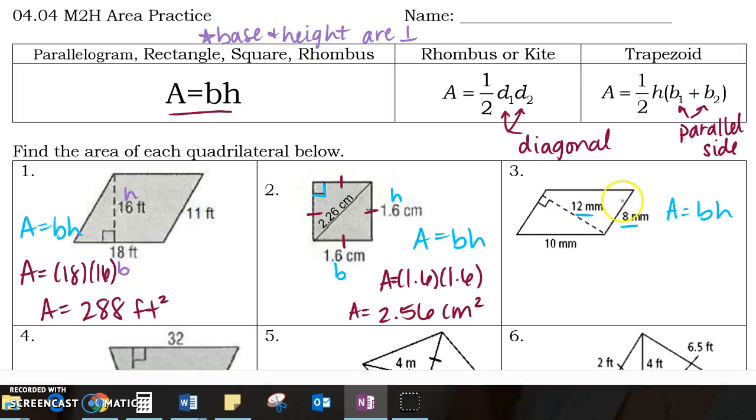Because if you notice, these 2 sides have to be the same. It's a parallelogram. And 12 is the side that forms a right angle with 8. So we are going to be using the sides of 8 times 12 to get our area. I would be careful and make sure that you have 8 times 12, which is 96 millimeters squared.